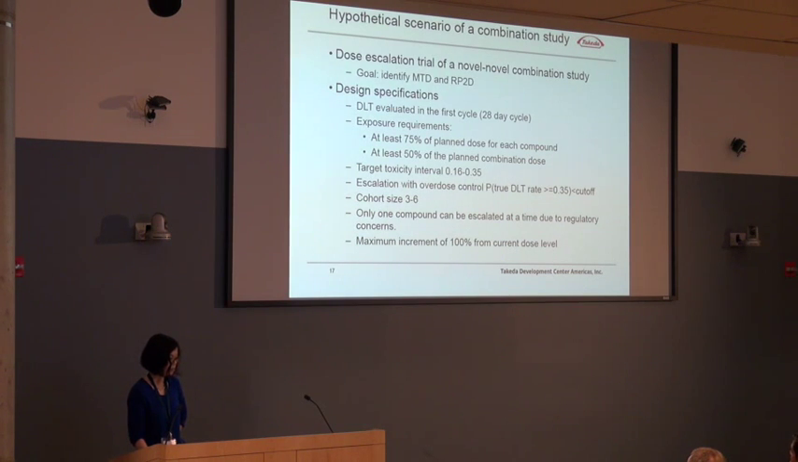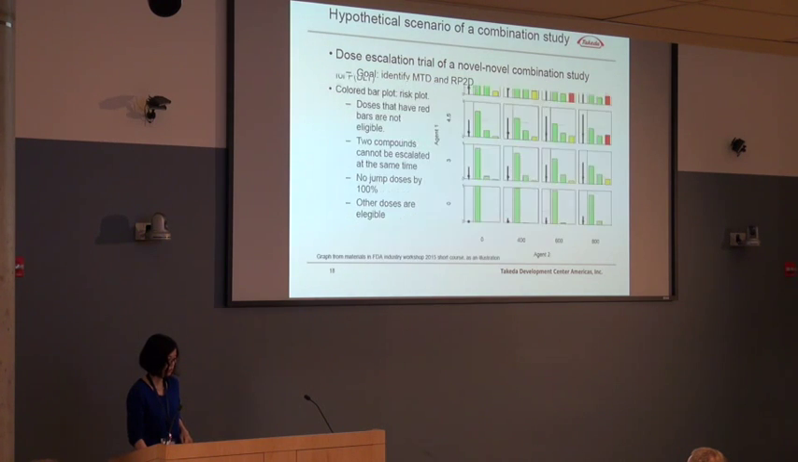Before, we tried escalation; we call one of them fast escalation, where you can escalate both. And you can try the slow escalation, where you can only escalate one. But I think there could be regulatory concerns about doing escalations for both drugs at the same time, because if there are things happening, you don't really know what's contributing to it. But with a slow escalation, where you escalate one at a time, it's easier to figure out what went wrong if something happens. And also, you can't escalate over 100% from the current dose level.